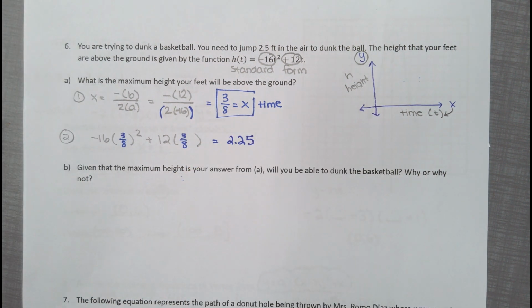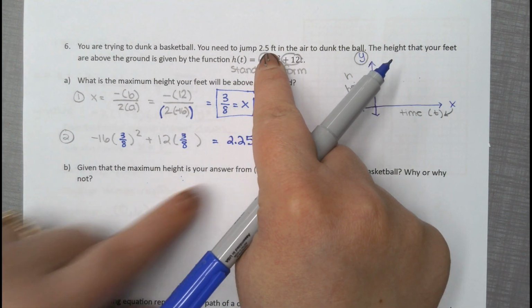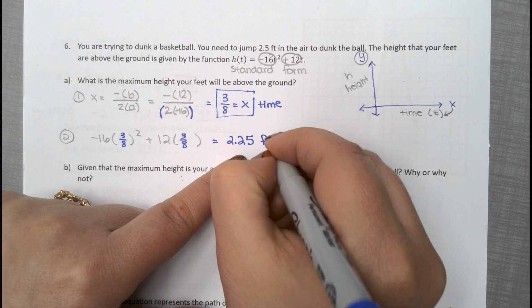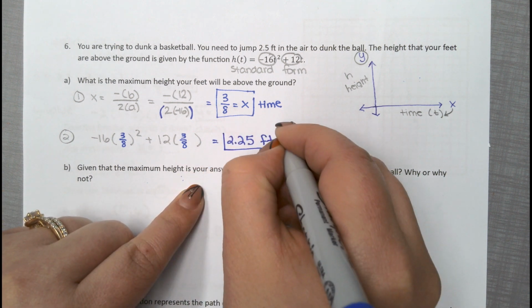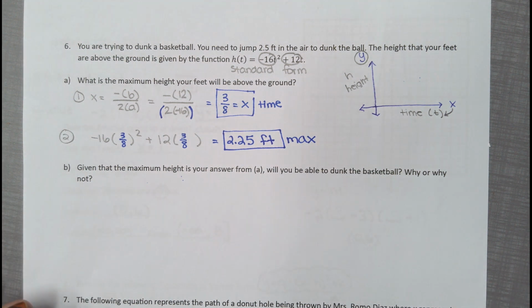Now let's see if they are saying 2.5 feet in the air. So that means our height is in feet. This is your maximum height that you will be able to jump.